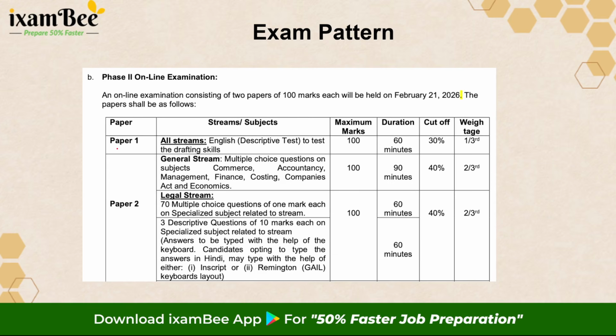Your exam pattern consists of two papers. Paper 1 will be your descriptive English paper that you have to type with the help of a keyboard. This will be a 60 minutes paper with 1/3 weightage. Your Paper 2 will consist of a combination of an objective paper of 70 questions for 70 marks and then 30 marks of descriptive questions from your legal subjects, 3 questions of 10 marks each. You will get a total of 120 minutes, 60 minutes each for your objective and your descriptive paper, and this will together have a 2/3 weightage overall from the 100 marks.